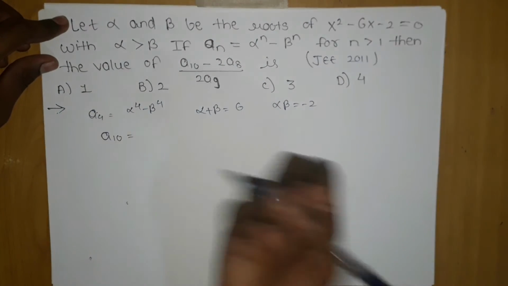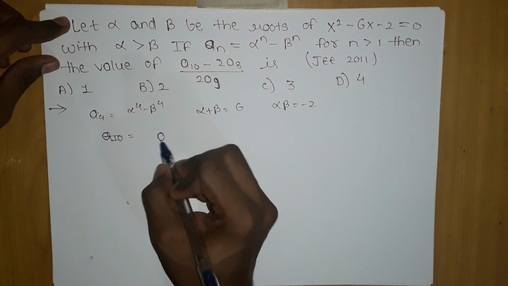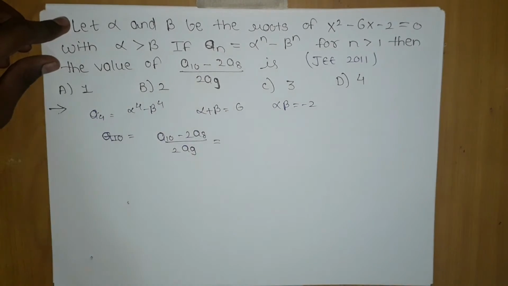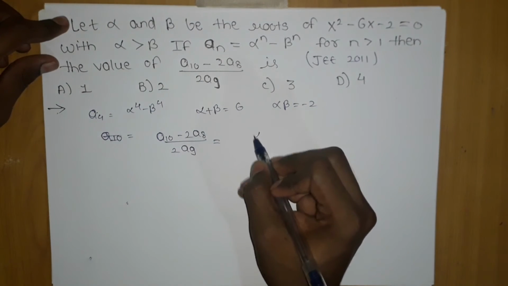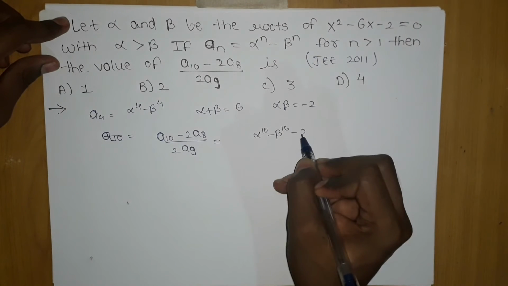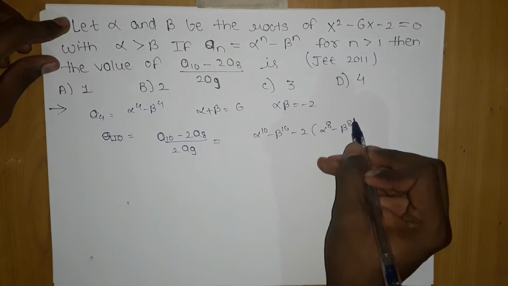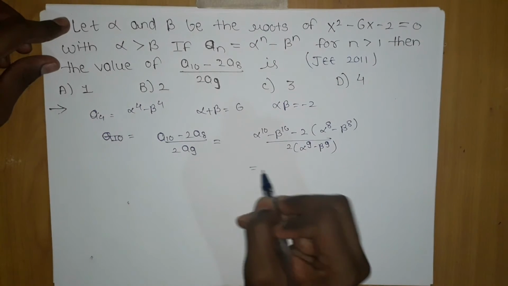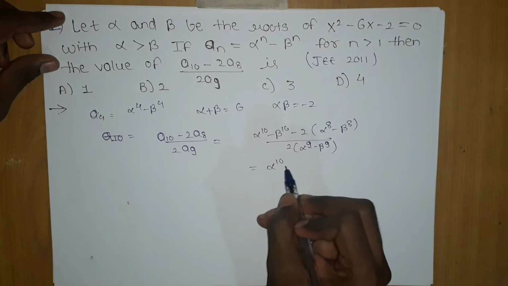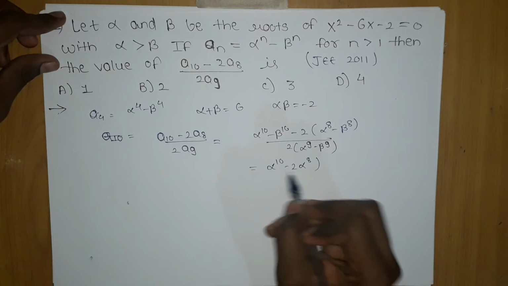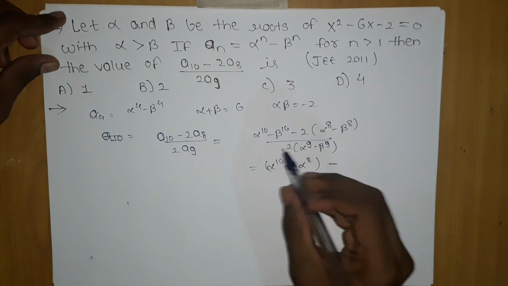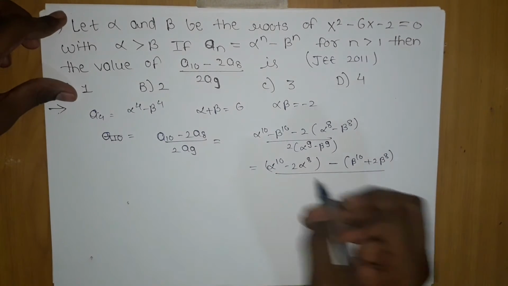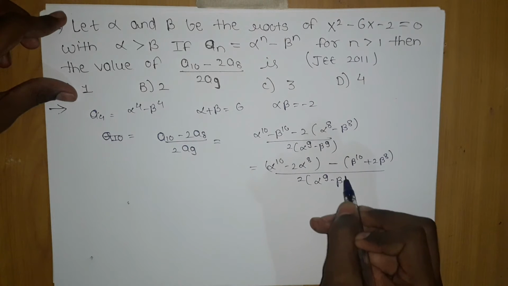a10 minus 2a8 upon 2a9. Let me substitute these values. What I get is alpha to the power 10 minus beta to the power 10 minus 2 into alpha to the power 8 minus beta to the power 8, upon 2 into alpha to the power 9 minus beta to the power 9. Now let's arrange it like this: alpha to the power 10 minus 2 alpha to the power 8. If I take minus outside, it will be beta to the power 10 minus 2 beta to the power 8, upon 2 into alpha to the power 9 minus beta to the power 9.